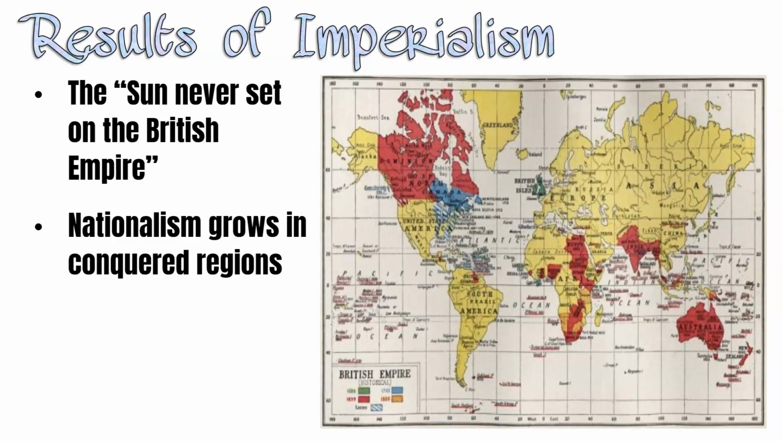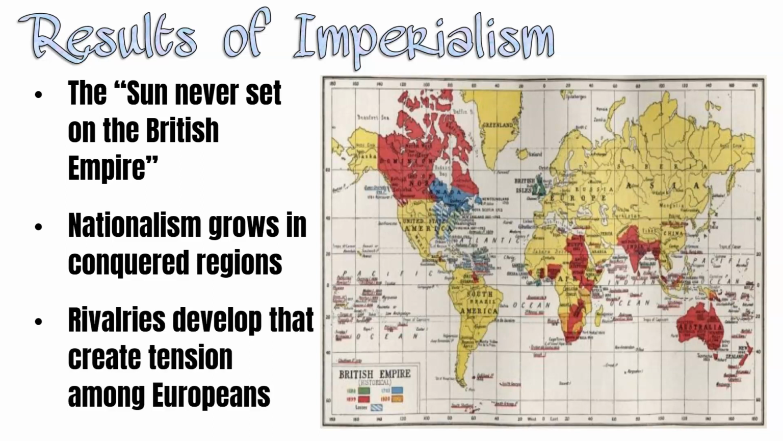And we also see that nationalism is growing in these conquered regions, and these rivalries are developing tension between European countries that will eventually lead to what we will start second semester off with, World War I and the outbreak of a global war, because of this tension stemming from the imperialistic era.